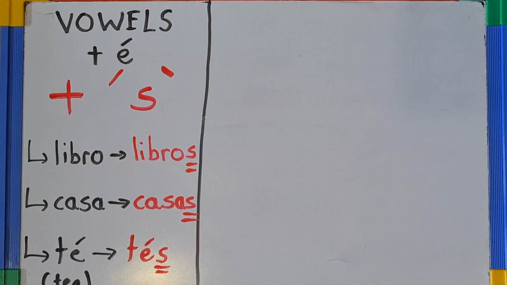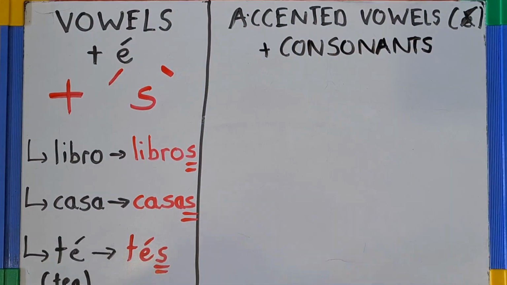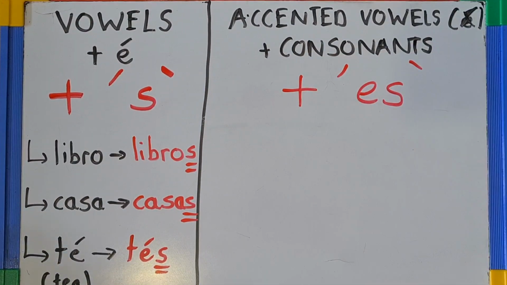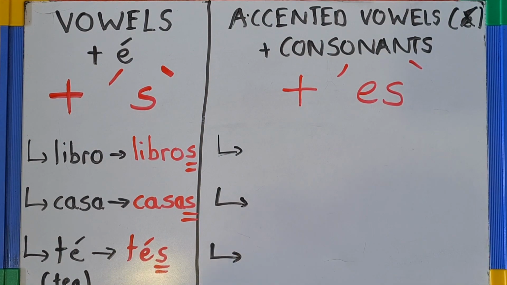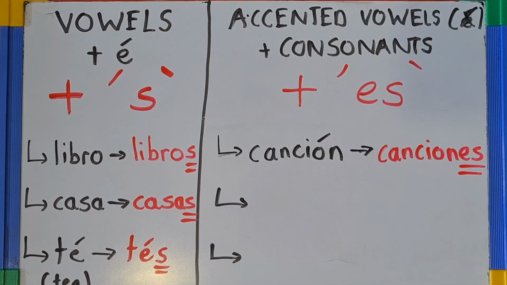For singular nouns that end in vowels with an acute accent, apart from E, or in consonants, the rule is add an ES. Here are some examples. Canción goes to canciones. One more time. Canción to canciones. Note that in the plural, the accent on the O also disappears.